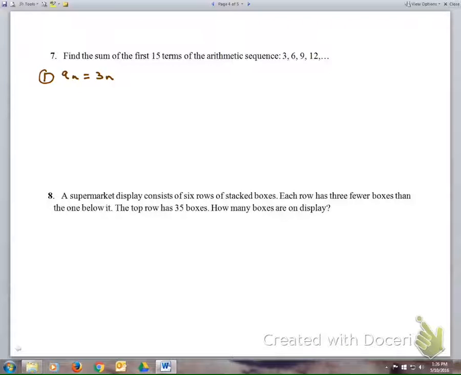I use the shortcut, which is a sub n is 3n. Or you could use the formula that we learned in the last set of notes and say 3 plus n minus 1, and the common difference is 3. And when you simplify that, you end up there. Then I want to know what the 15th term is. So now the 15th term is 45.